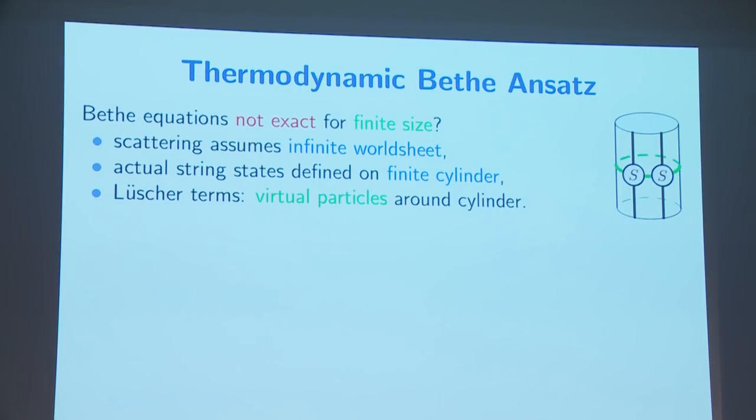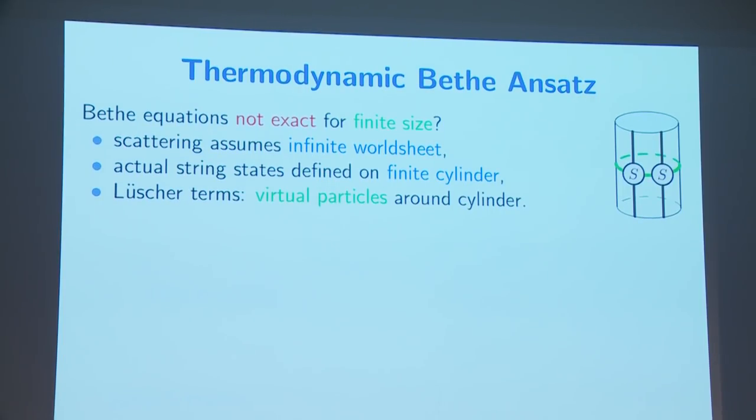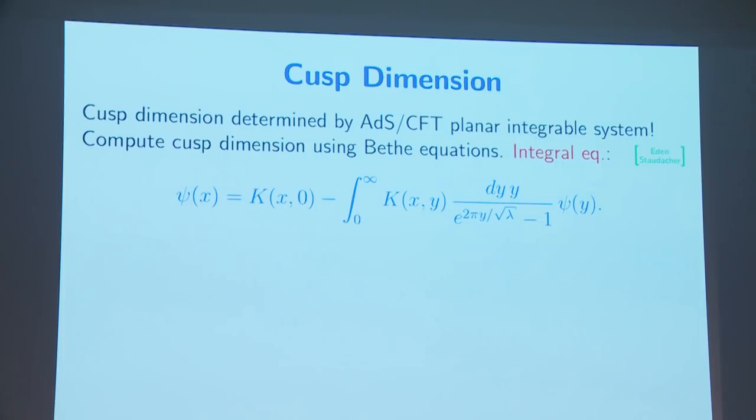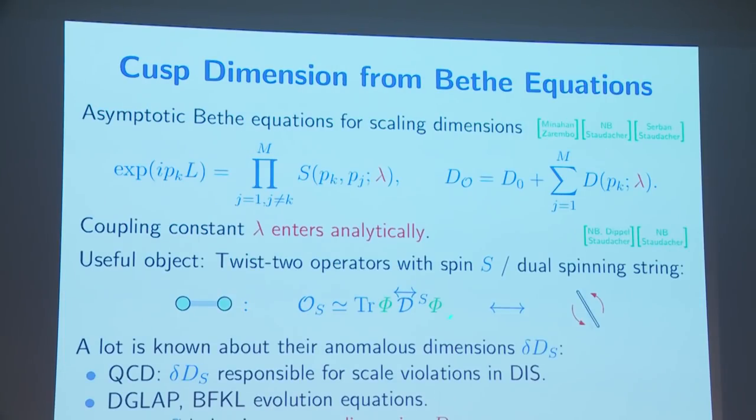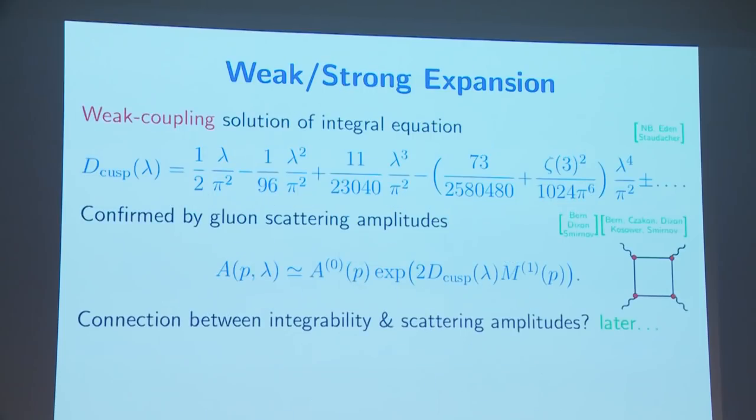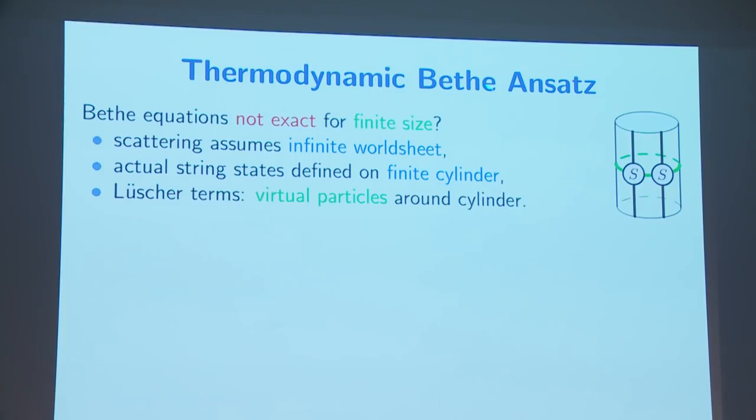I said the beta equations were not quite exact, and they are not quite exact when you have a finite size. Finite size meaning when the number of matrices in your trace here is finite. Well, in this case, it's also a finite number, but you have a large number of S, and that somehow compensates. But whenever you have a finite number of matrices, then there need to be some corrections. And that's because the scattering picture that you need assumes an infinite world sheet. So in the string theory picture, you think of an infinitely extended world sheet. And there you can set up a scattering picture.